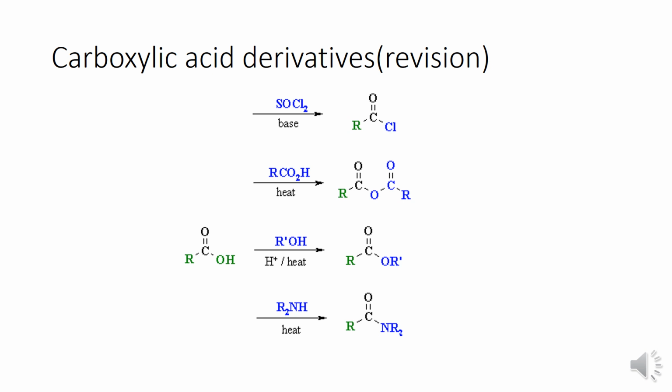Now let's start with a revision of carboxylic acid derivatives. Last time you have taken the acyl chloride, how it can be prepared from carboxylic acid in the presence of SOCl2, and this reaction is called substitution reaction. Today we are going to explain how to prepare the second derivative, which is acid anhydride, starting also from carboxylic acid and with another carboxylic acid.